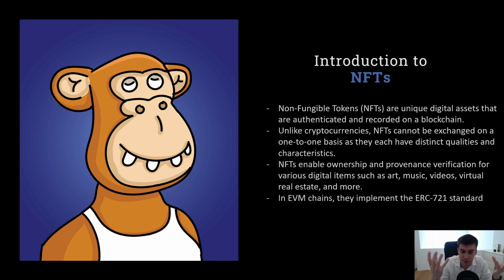and they have a different value. But when you have US dollars, like a currency, you have $1 and another dollar, and both have exactly the same value. NFTs enable ownership and verification for various digital items such as art, music, videos, real estate, and many, many more. In EVM chains, we use the ERC 721 standard. So we are implementing a standard such that we can represent NFTs within a smart contract.